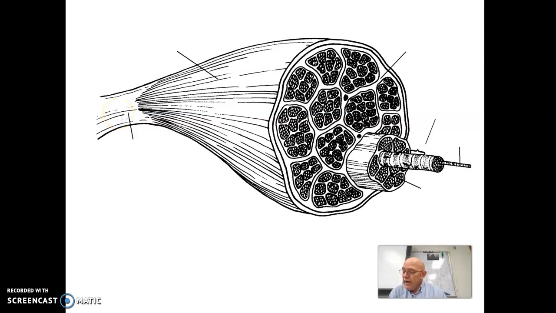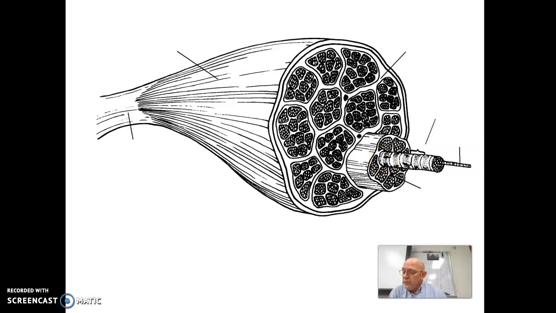Number 6, a bundle of muscle cells would be D, a fascicle. And that would be this whole, let me see where things are. Okay, right there. That whole bundle thing sticking out right there. That would be a fascicle, all right, which is letter D.